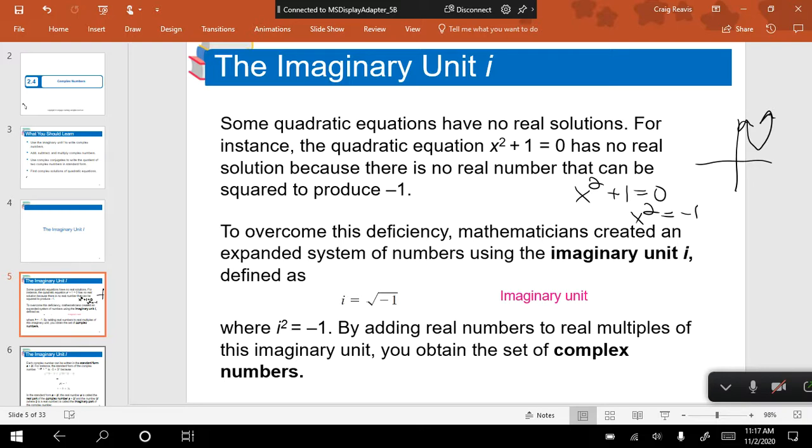All right, so that's what it says. To overcome this deficiency, mathematicians created an expanded system of numbers using the imaginary unit I, defined as I is the square root of -1. So the square root of -1 is what equals that I. That's where we get an imaginary number whenever we take the square root.